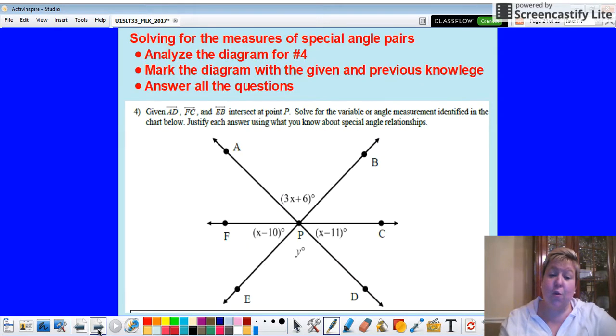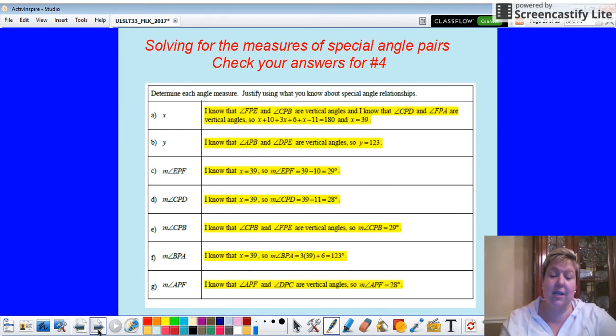And then for number 4, you were given that AD, FC, and EB all intersect at point P. So you were asked to use what you know about those relationships to answer the questions. And there are your answers for number 4. So again, you might just want to pause so that you can see if you got those right.